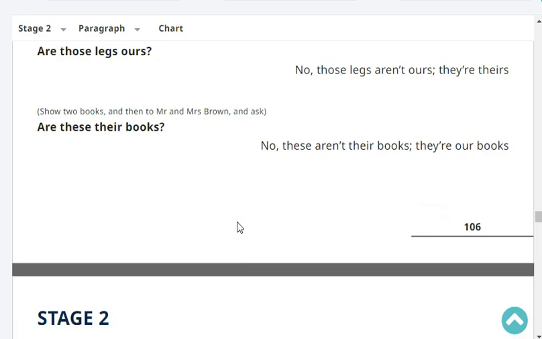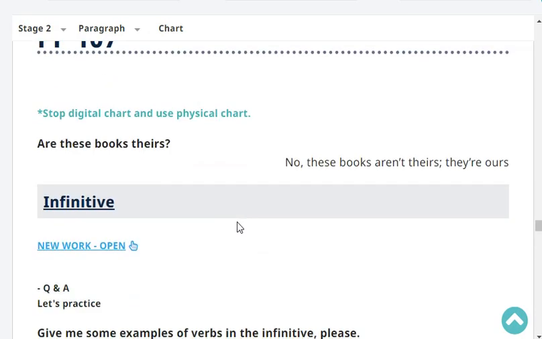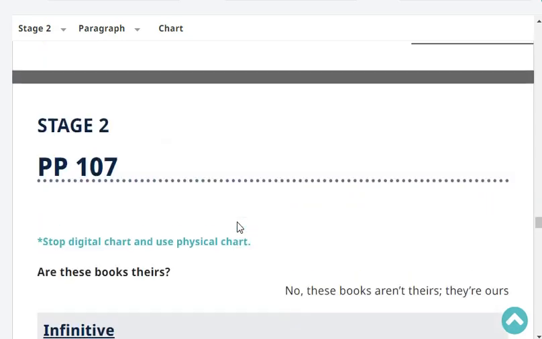Those aren't books. Remember? No, those aren't books. They're our books. Very good. Are these books theirs? No, those books aren't theirs. They're ours.